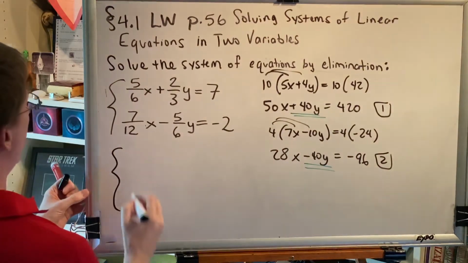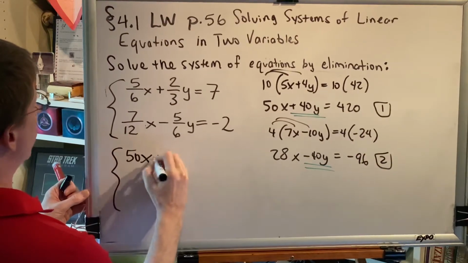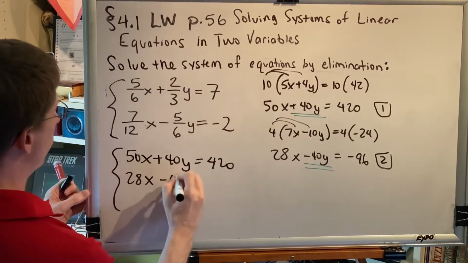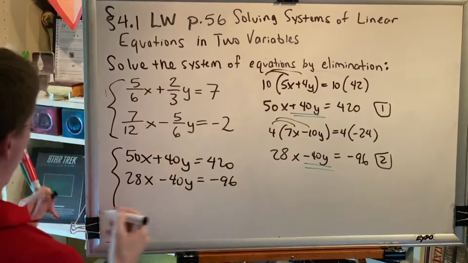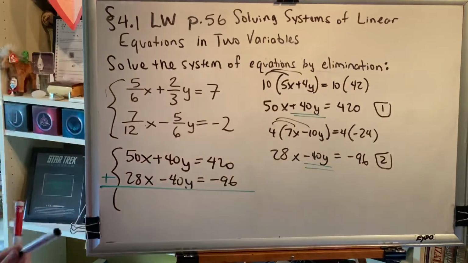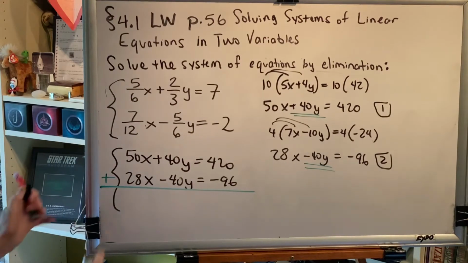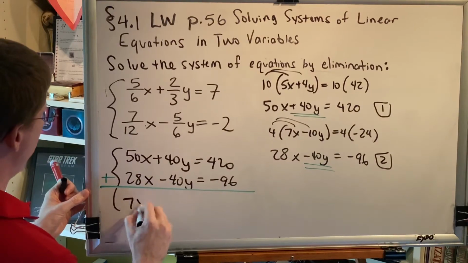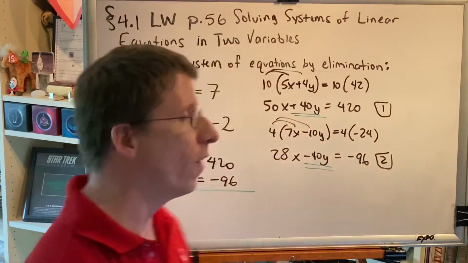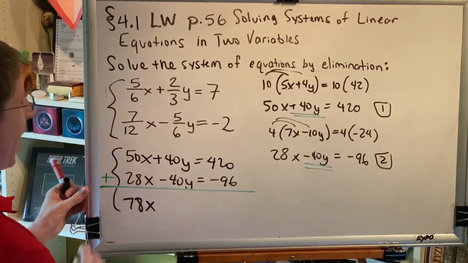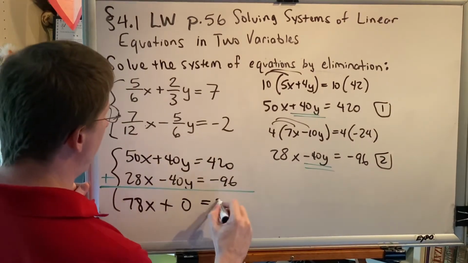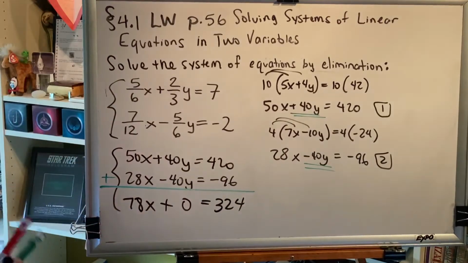So let's now write the updated version of our system. We have 50x plus 40y equals 420. And we have 28x minus 40y equals negative 96. What we are now going to do is to add our two equations together. Okay, so 50x plus 28x equals 78x, not 78x squared. When you add like terms, you keep the variable part the same. 40y plus negative 40y equals 0. Those cancel. And 420 minus 96 is 324.